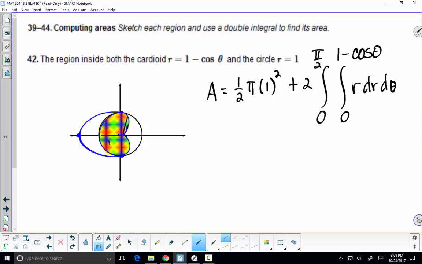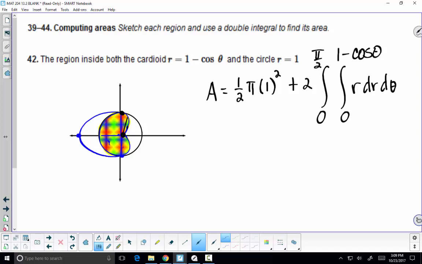Where's the pi over 2 come from? So the limits here: theta equals 0 is giving us this point, and theta equals pi over 2 is giving us this point. So we're just trying to find the area of that little piece right there, and then we're doubling it. Yes, and then we're doubling it.